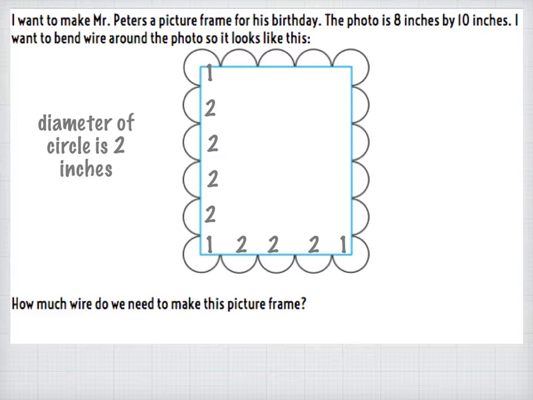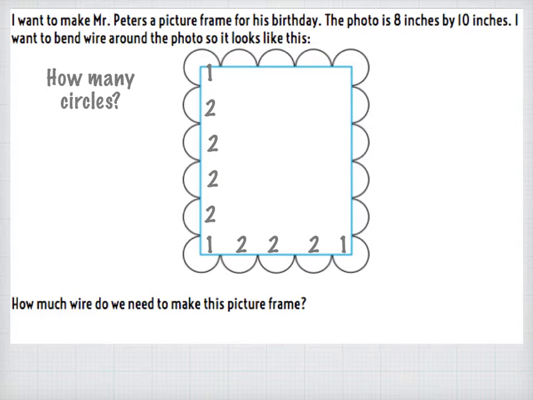I'm interested in finding what's around the circle, though, because I want to know the wire that I need to loop around. This is like asking for a perimeter around a shape, and in the case of a circle, that perimeter is the circumference. So how can I calculate the circumference of these circles, and how many circles do I actually have? Well, I don't have any full circles. But if I count along the sides, and along the top and bottom, I realize I have 14 half circles: 4 on either side, and 3 on each of the top and the bottom, 6 total. Those 14 half circles, if I put them together, would be the same as having 7 whole circles.